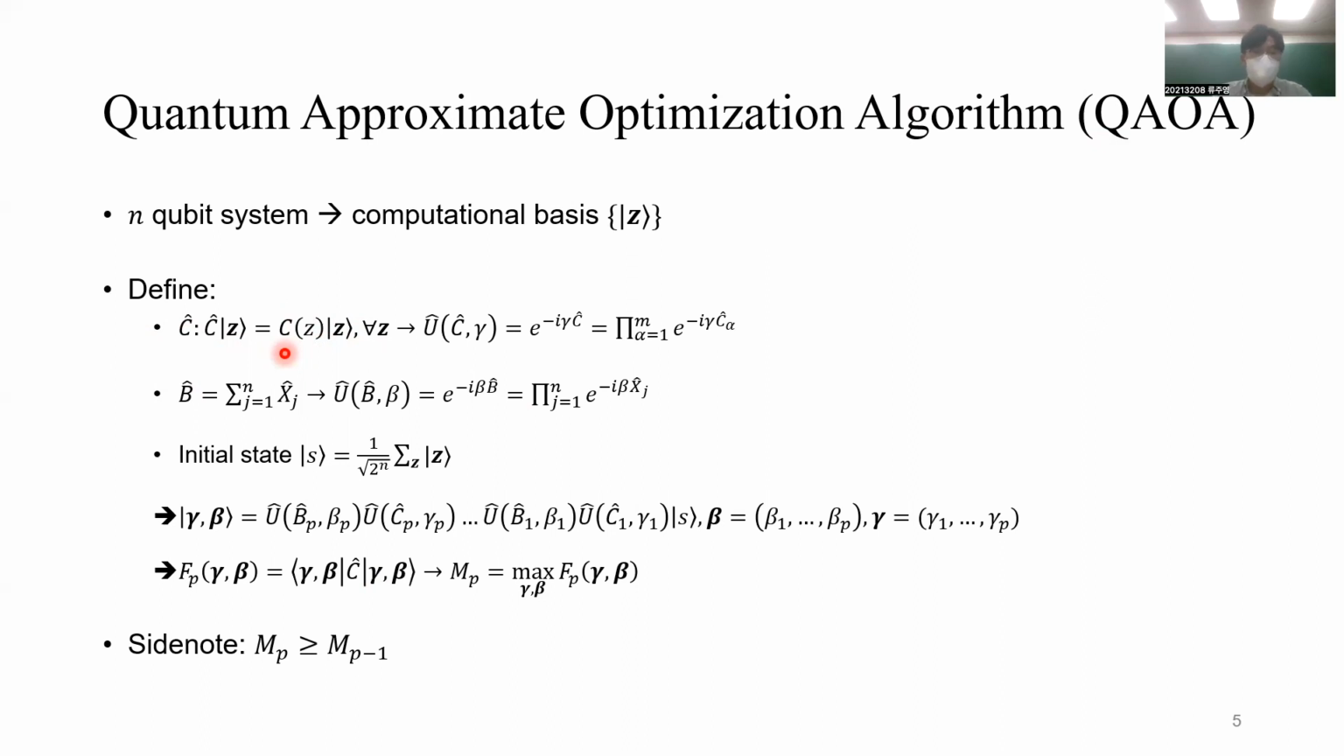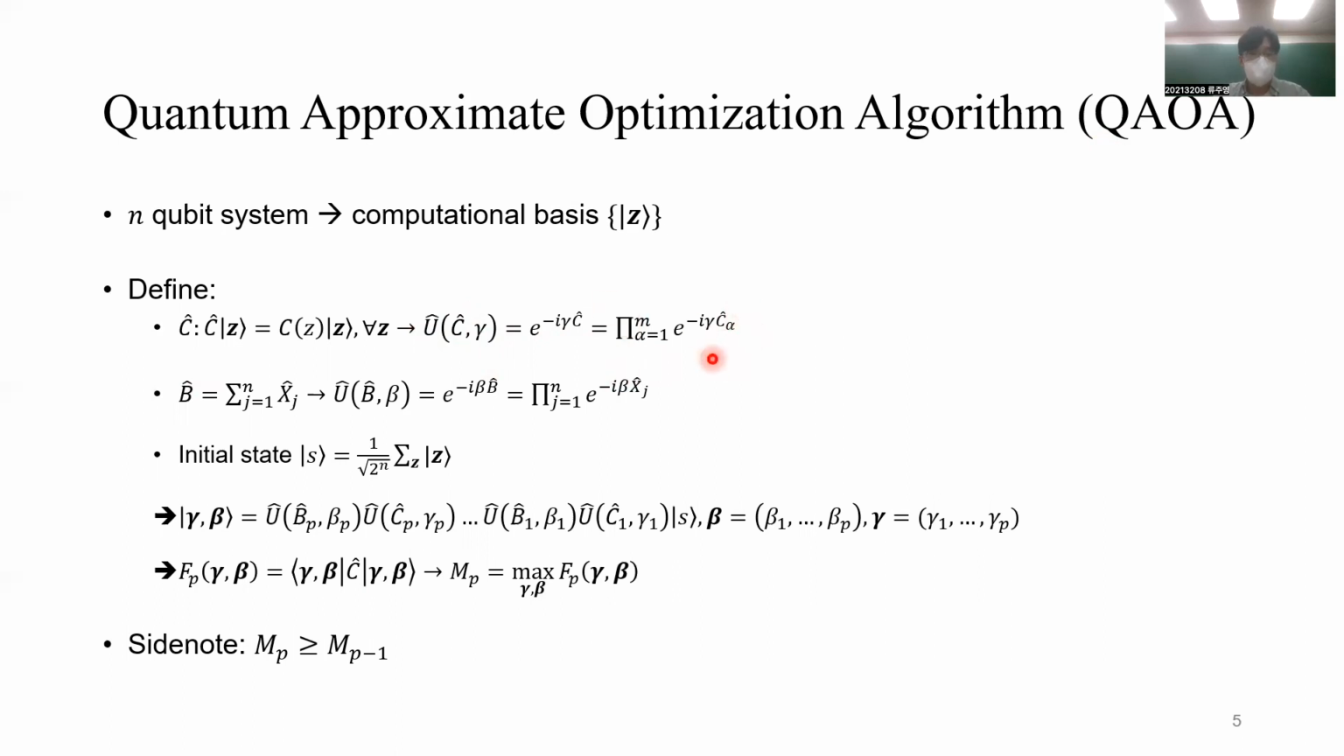Using this Hamiltonian, we can use it as a generator for a rotation. So we can define a unitary as follows. It's simply the rotation caused by this Hamiltonian with angle gamma, and we can write it as follows. We can also assume that these C_alphas all commute with each other, so we can write this as follows.